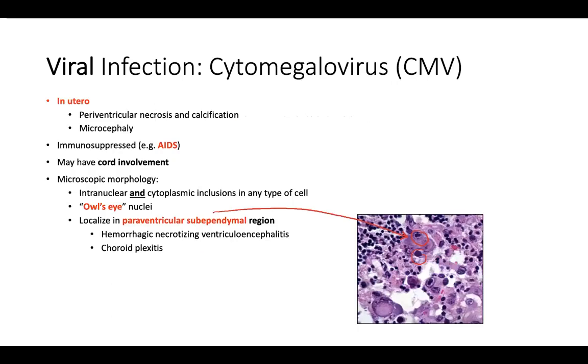Okay, in utero, we could get CMV. So this is a baby not even born yet. They'll have periventricular necrosis and calcification, and then microcephaly. Also, patients with AIDS can get CMV as well. So you get these owl's eye inclusions and localized periventricular involvement. So here are our little owl's eyes.